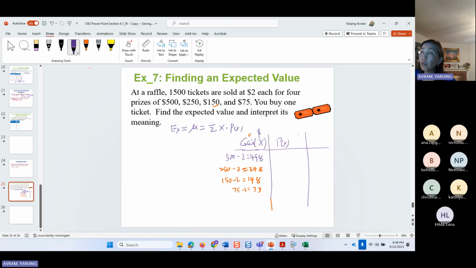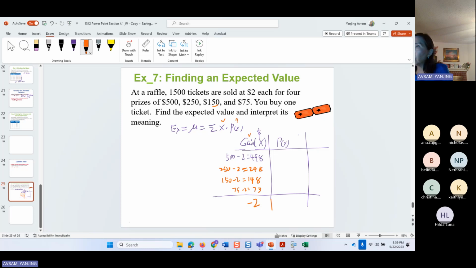How about if you do not win at all, what happened? Well, you're just going to lose $2. Okay, we have a -2. You did not gain anything. You did not win anything. You will just lose $2 in here. Okay, so that is our x value. This is our setting of the x value.